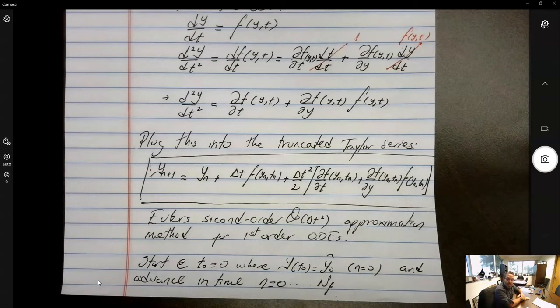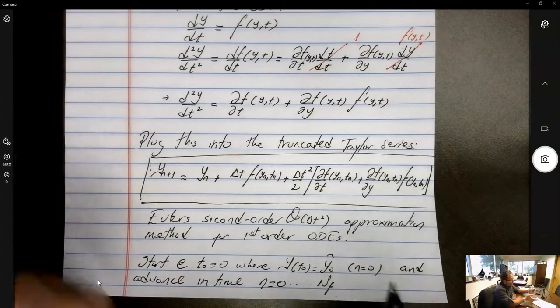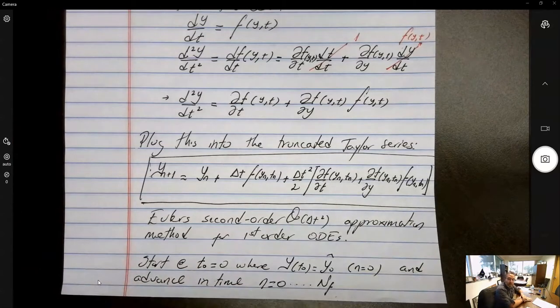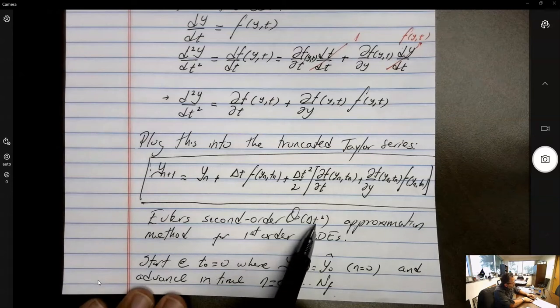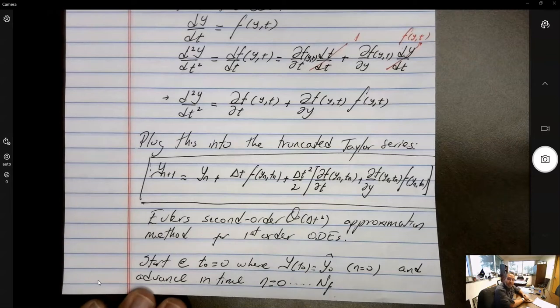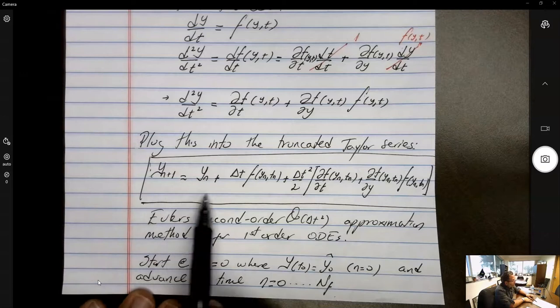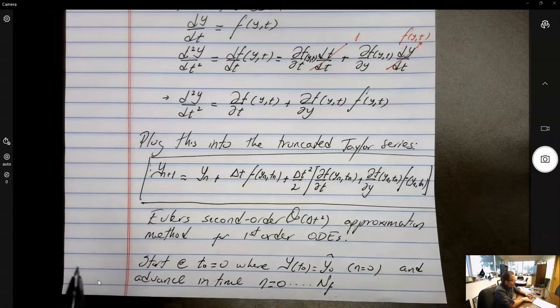So this is an algorithm that would take probably 3 lines to code. The first method will take 3 lines, this one will take maybe 4 lines because you have to evaluate these 2 things. But they're extremely simple. And the advantage is that this is order delta t squared, meaning that if you reduce the size of delta t by 2, your expected error should be smaller by a factor of 4. If you reduce the size of delta t by a factor of 10, you should expect your error to be 100 times smaller. So this is much better in terms of approximating than the original Euler's method.